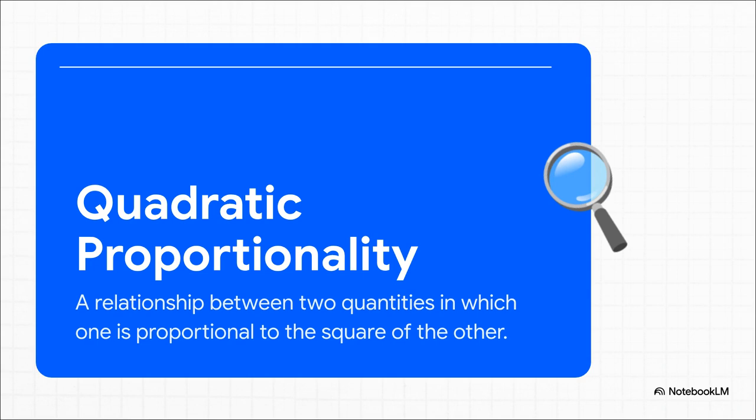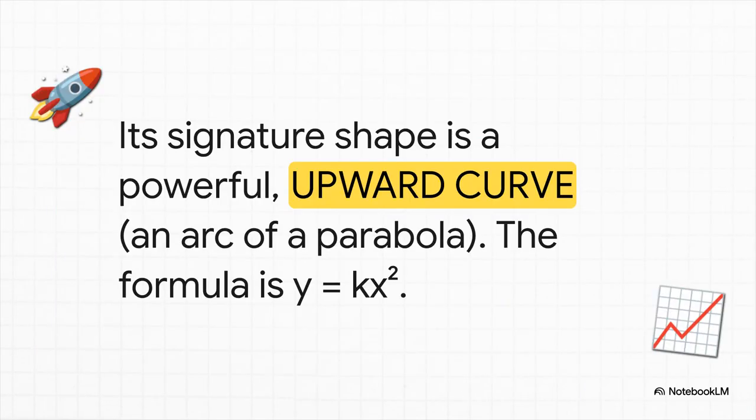Okay, now for our third and maybe our most dramatic relationship, quadratic proportionality. This describes situations where one quantity doesn't just grow along with another, it accelerates, it explodes, it grows in proportion to the square of the other. So if you double one variable, the other one doesn't just double, it quadruples. And its shape is just as dramatic, a powerful upward sweeping curve called a parabola.